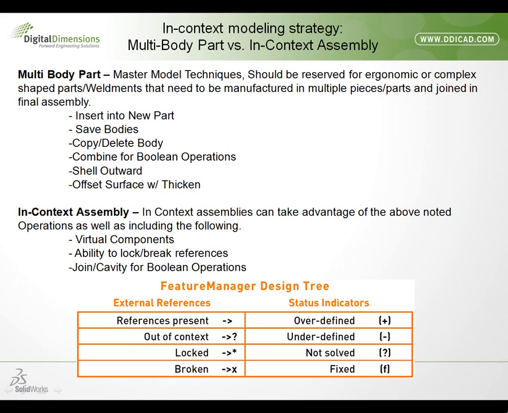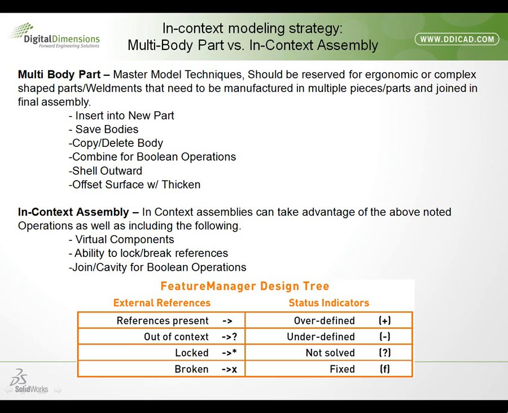One of the ones that's not used a whole lot is shell outward. This would be the ability to add a wall thickness on the outside of a part, commonly used in packaging. Or we could offset the outside surface of a body and thicken it, which also gives it a wall thickness, similar to shell outward. The other strategy here would be in-context assemblies.